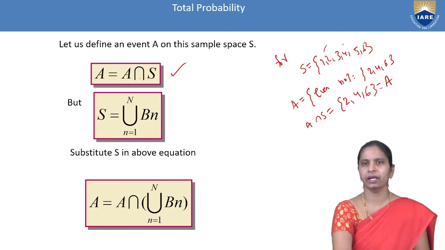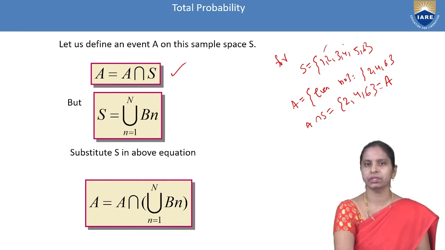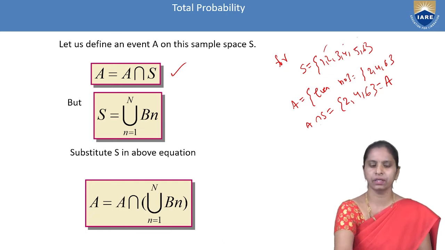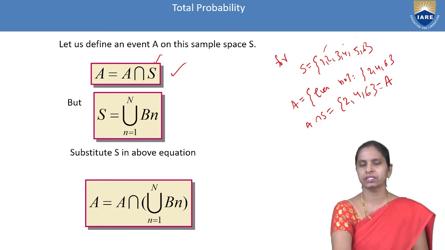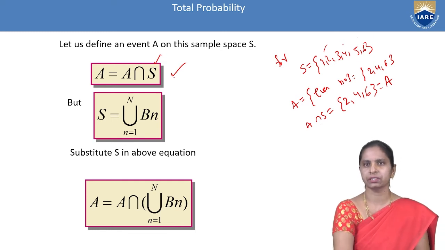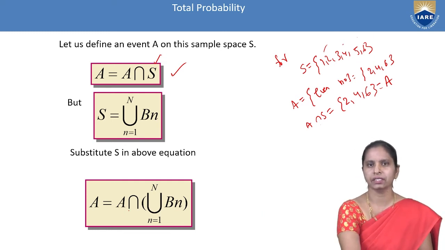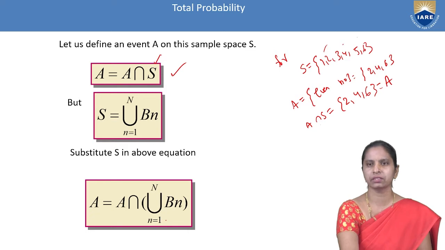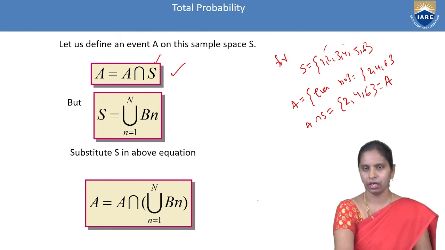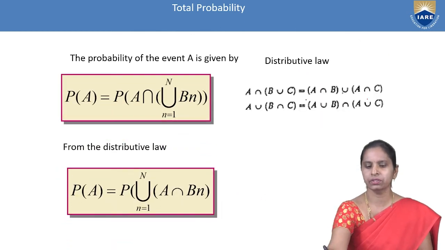Therefore, I am writing the event A as A intersection S. But what is S? In the sample space S, I have defined n mutually exclusive events, and the union of these n mutually exclusive events is equal to the sample space S. Therefore, substitute the sample space in this equation. Then what do you get here? A intersection, and S is equal to the union of n equals 1 to n, Bn. So substitute S here in place of S. What do you have to write here? Union of n equals 1 to n, Bn. After that, we have to use the distributive law.